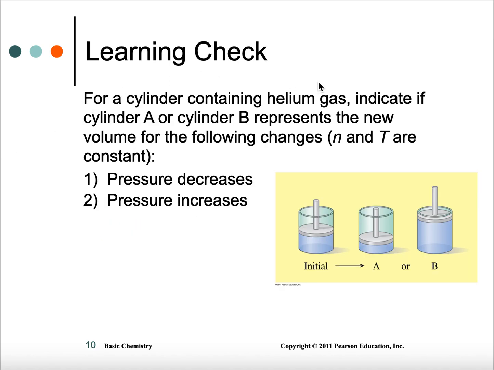For a cylinder containing helium, indicate if cylinder A or B represents the new volume for the following changes. Okay, if pressure decreases, what happens to volume? And it says helium, but I don't care. Whatever gas, any gas. Okay, if your pressure decreases, I'm not going to need as big of a space, so your volume is going to be inverse to your pressure. So if your pressure goes down, your volume gets bigger. Okay, they're backwards. If the pressure increases, right, then that means the volume decreases. So number one would be B, number two would be A.